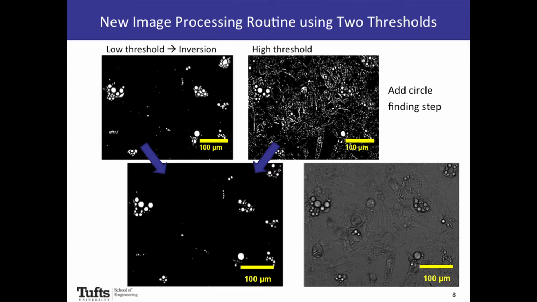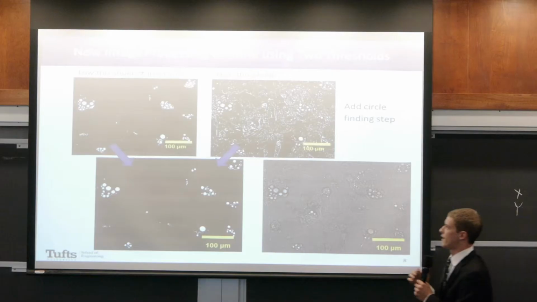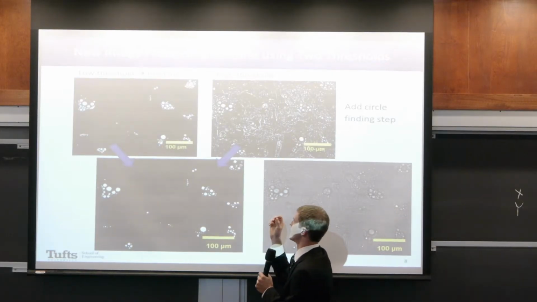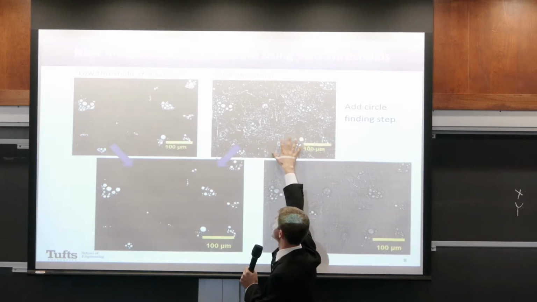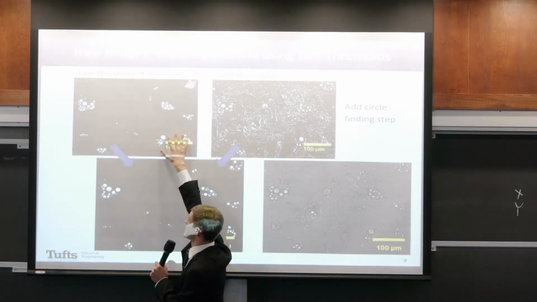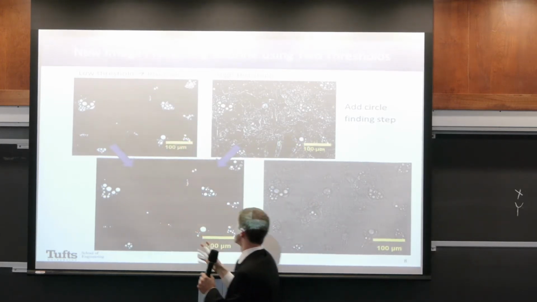And from there, I wanted to take into account the fact that they're so circular. A circle has the highest area to perimeter ratio of any two-dimensional shape. And I used that fact to write a circle finding algorithm that finds the most circular objects in this image and the most circular objects in this image and adds those.